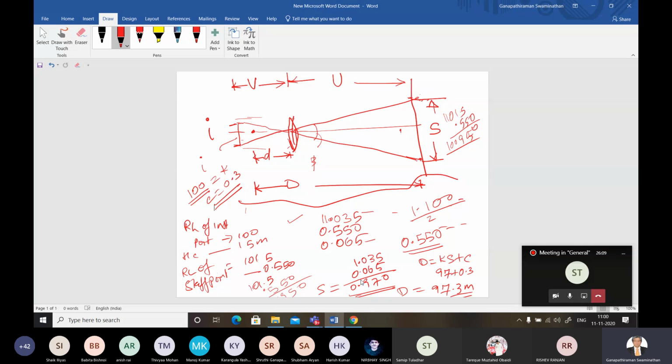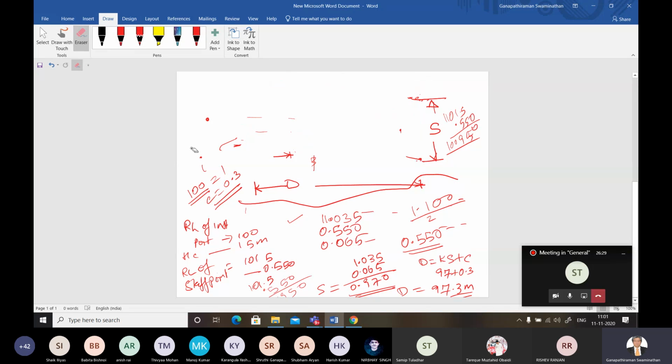When you are using a level instrument also, you can find out what is the horizontal distance between the instrument point and the staff point. Hereinafter, the theodolite will be called a tachometer. Tachometer is the one which is fitted with the stadia hair. Okay, it's a stadia hair.